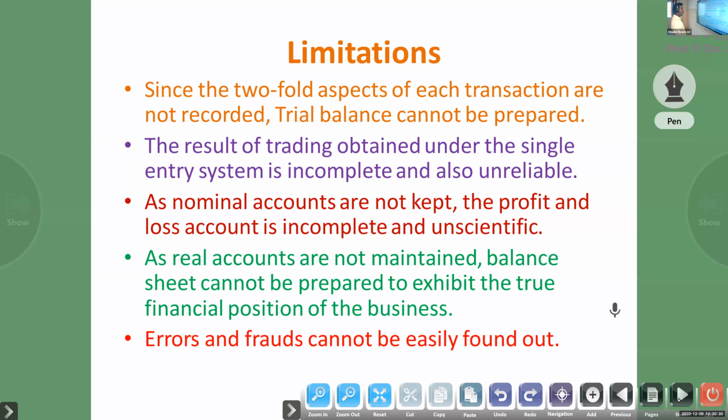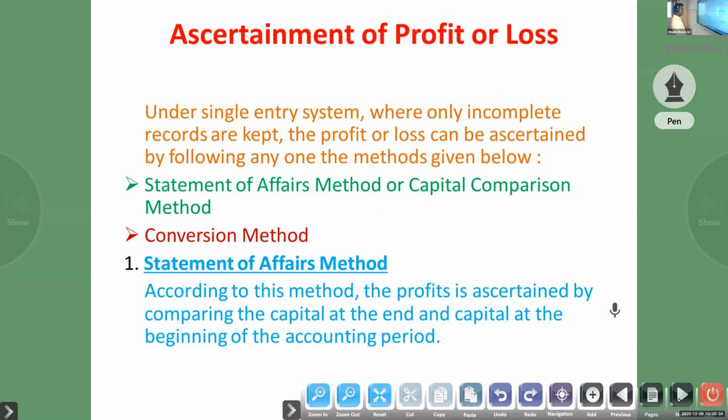Then ascertainment of profit and loss. How to ascertain the profit and loss? Two methods are there: statement of affairs method and conversion method. Statement of affairs method: how to calculate profit by comparing the closing capital and the opening capital. Okay, so it cannot be called a balance sheet because it is not an extract of ledger account.